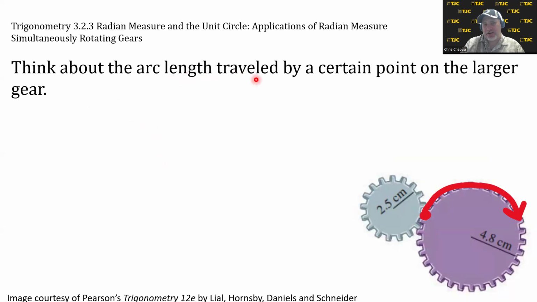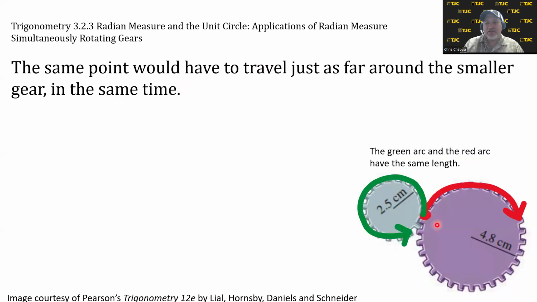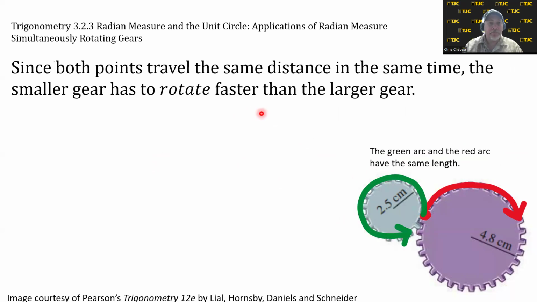Think about the arc length traveled by a certain point on the larger gear. So we'll take the intersection point and then it moves along this larger gear. The same point would have to travel just as far around the smaller gear in the same time. So in this picture, the green arc and red arc have the same length. Since both points travel the same distance in the same time, but the green one covers more of the circumference, the smaller gear has to rotate faster than the larger gear.